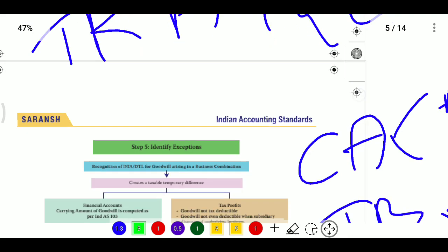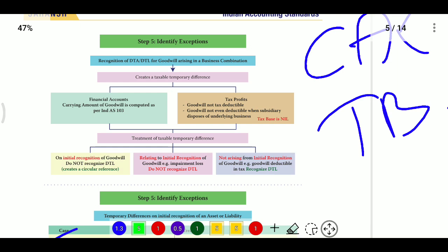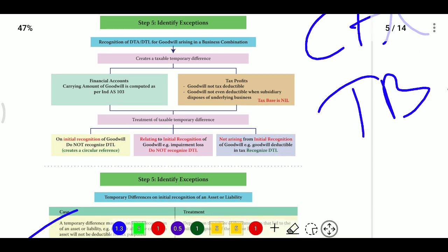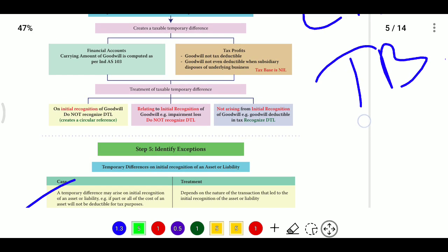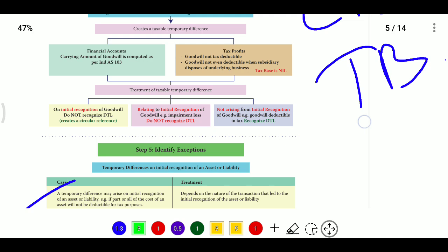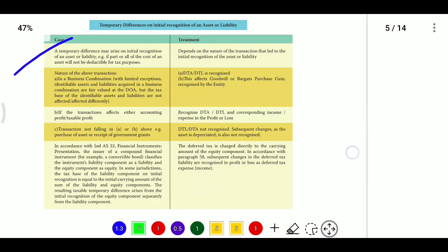Now we are seeing some special cases. As per Ind AS 103, that is business combinations, for the net assets taken over in a business combination, if the fair value treated as carrying amount as per books of account is greater than the tax base, then a DTL position will be created. If the carrying amount as per books of account is less than the tax base, we need to create the DTA position.